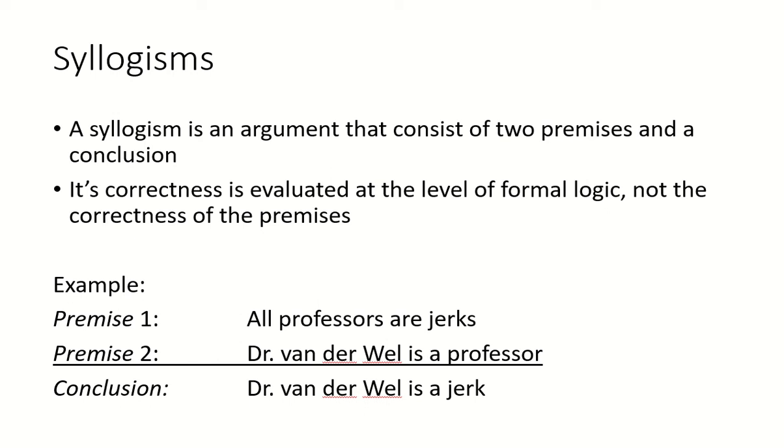So to show you that it's not always the case that the premises must be true, that it's really at the level of formal logic, right? Look at this example. All professors are jerks. Dr. Van der Waal is a professor, therefore Dr. Van der Waal is a jerk. I mean, of course, that can possibly be true, but at the level of logic, this is absolutely a sound argument, right? If it were the case that all professors are jerks, and if I am a professor, then it would imply that I must be a jerk, okay? So it's really at the level of the logic itself.